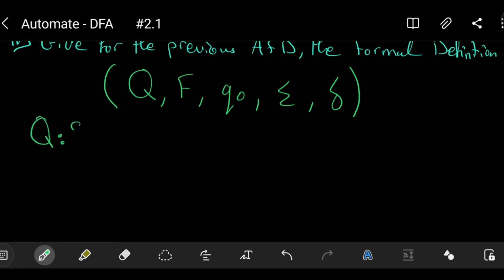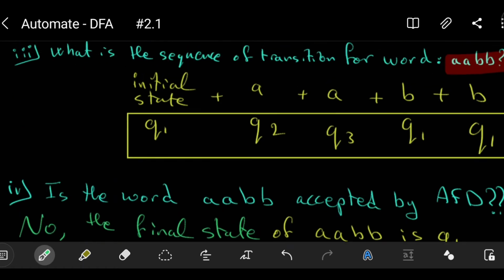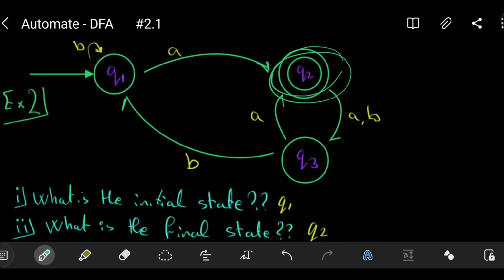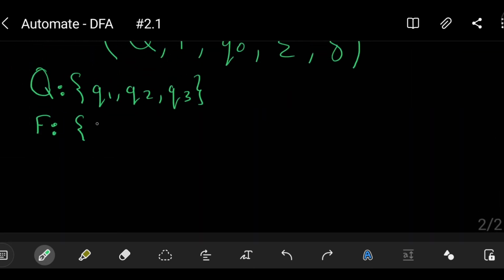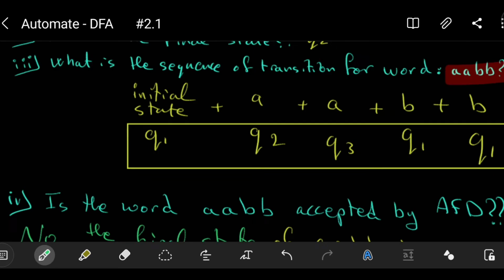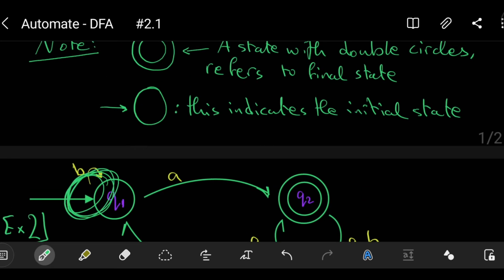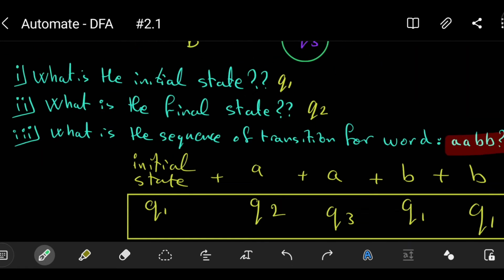So Q is Q1, Q2, and Q3, these are the states. We have three states. F is the final state of this automaton, because it is a doubled circle, Q2. And Q0 is the initial state, which is Q1, because we have this arrow. See, guys? This arrow.